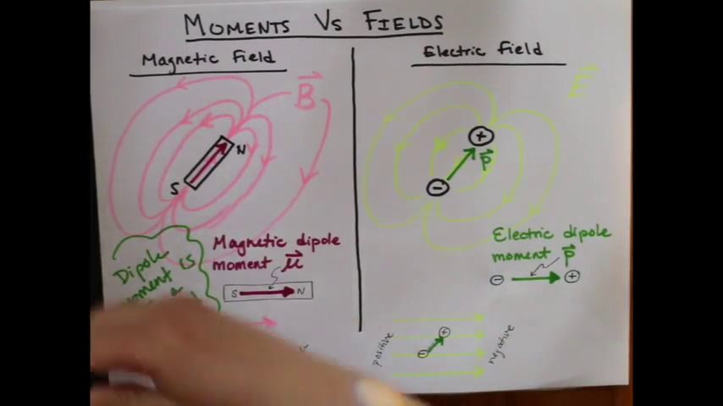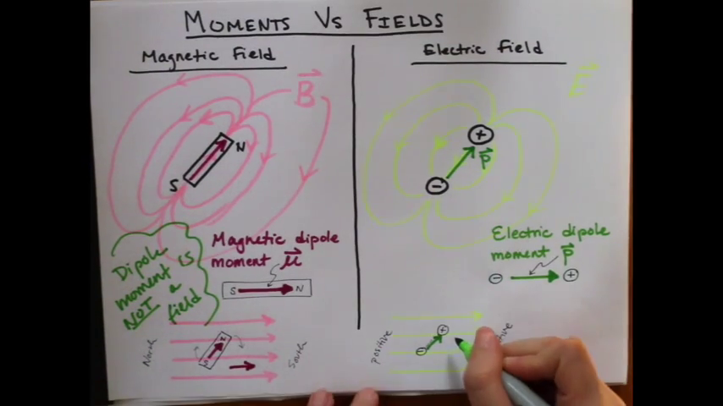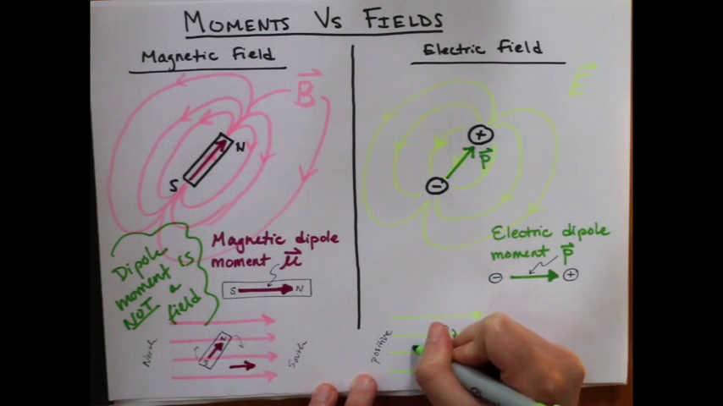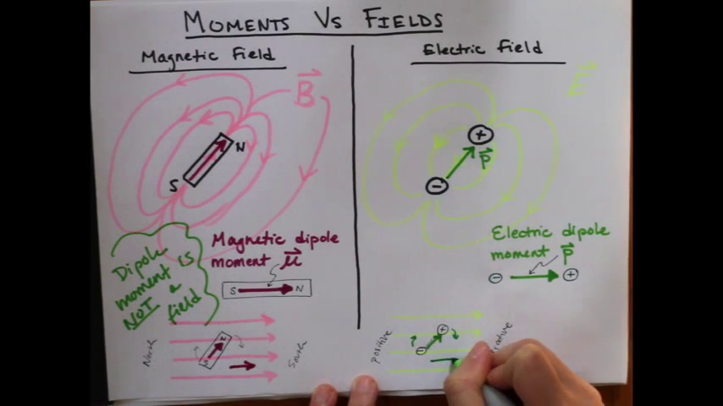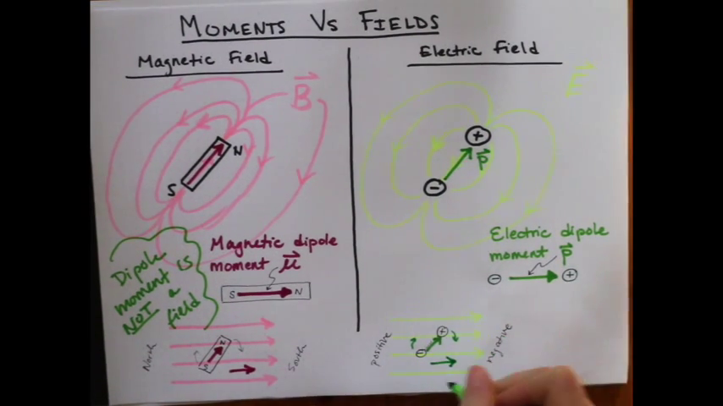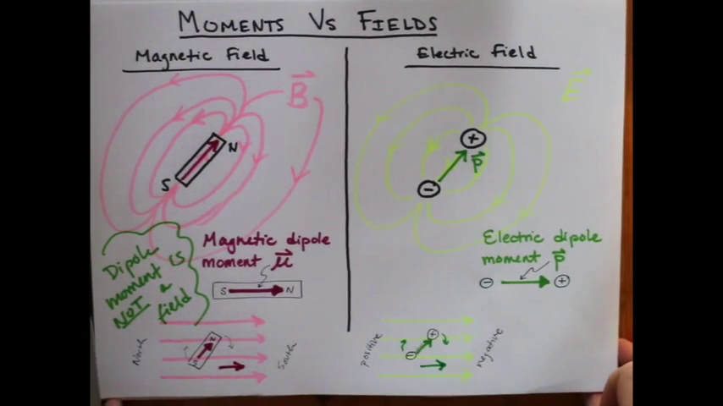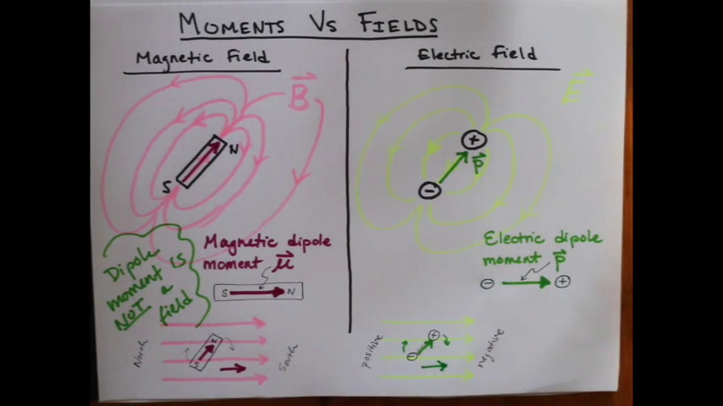And the same will be true for the electric dipole moment. This is going to want to rotate until the little electric dipole moment points in the same direction as the field. So the take-home message here is that the electric dipole moment and magnetic dipole moment don't point the same way as the field they produce points because they're not fields.